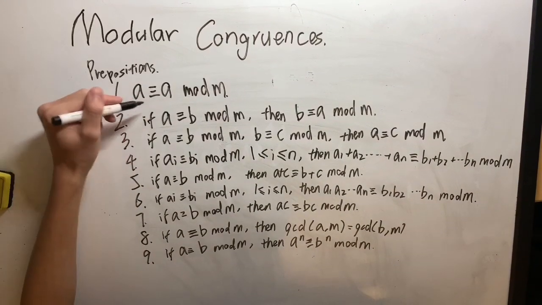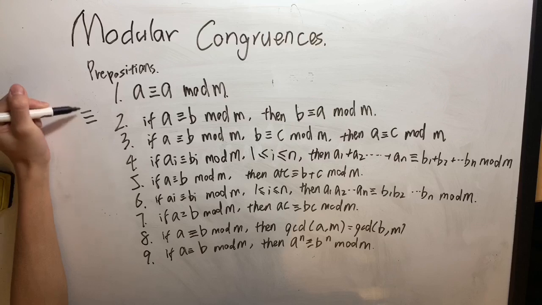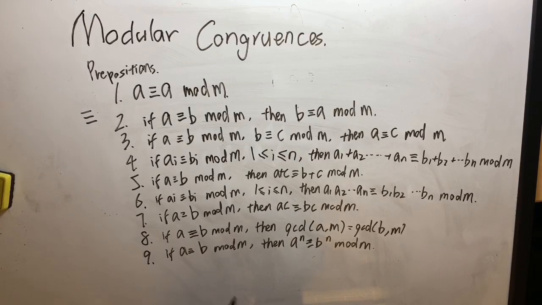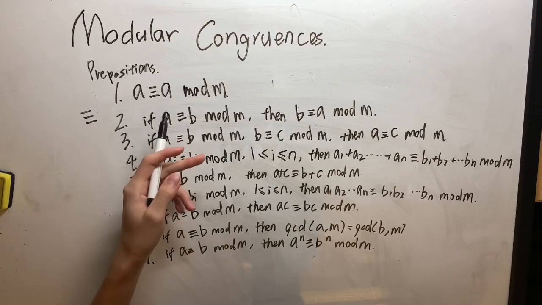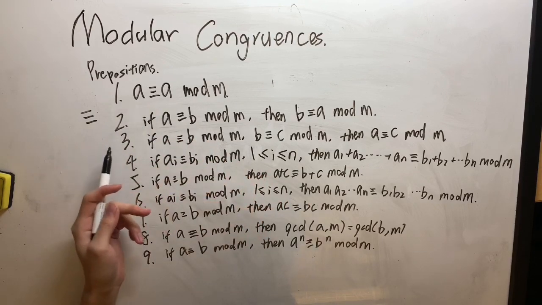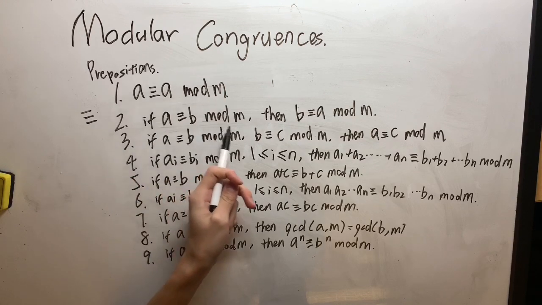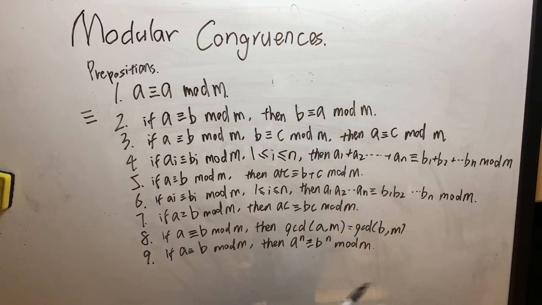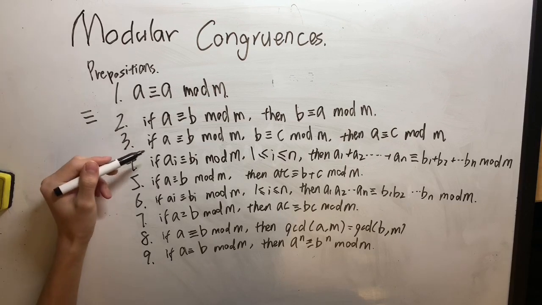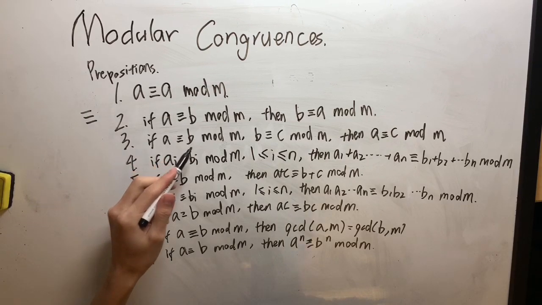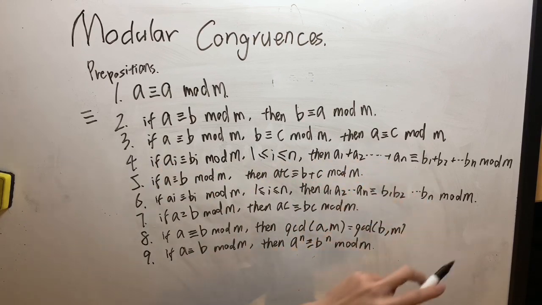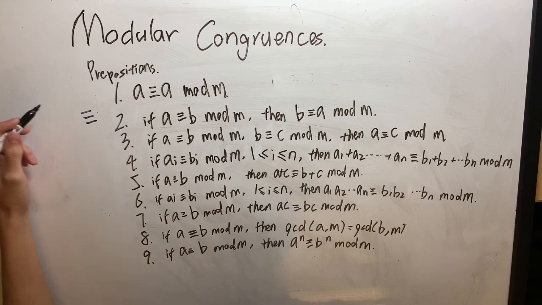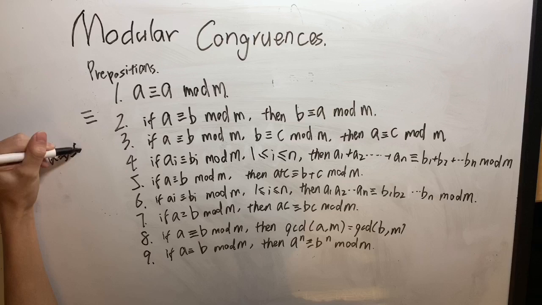Note that we denote this symbol as congruences. So let's look at the propositions. The first one is A is congruent to A itself mod M. The second one is if A is congruent to B mod M, then B is congruent to A mod M. So next, if A is congruent to B mod M, and B is congruent to C mod M, then A is congruent to C mod M. So now we can say that A is congruent to B and is congruent to C mod M.